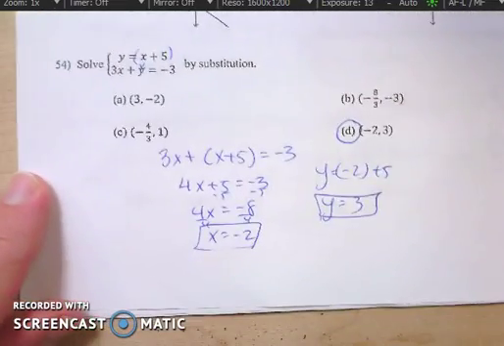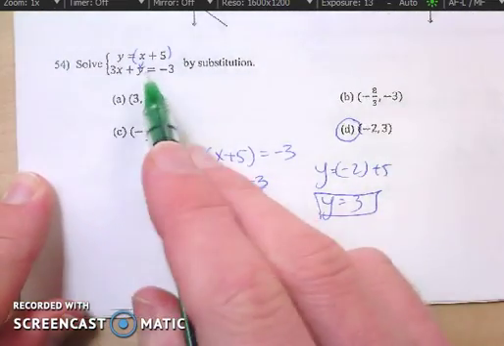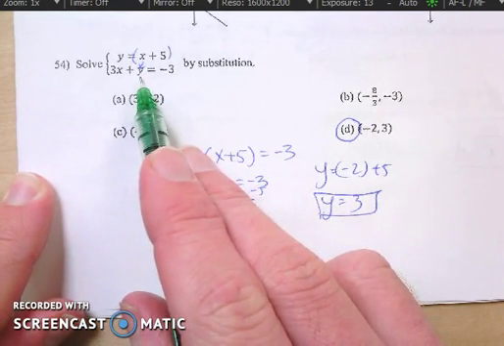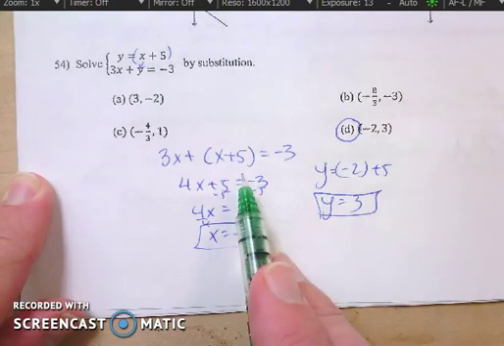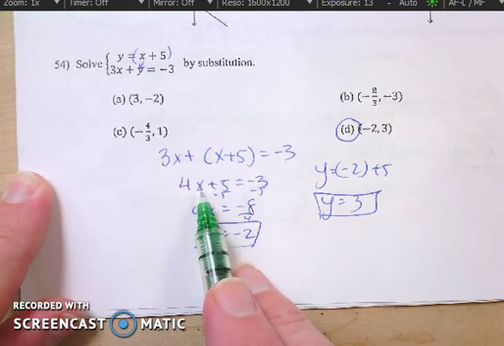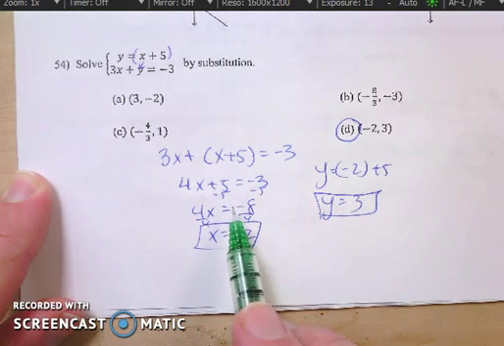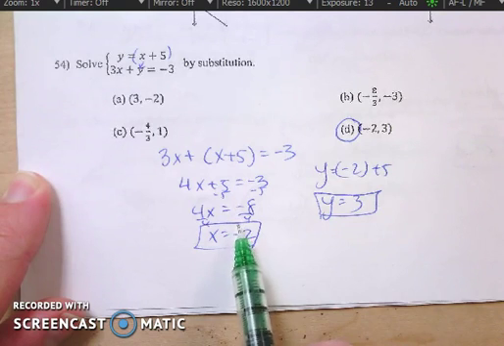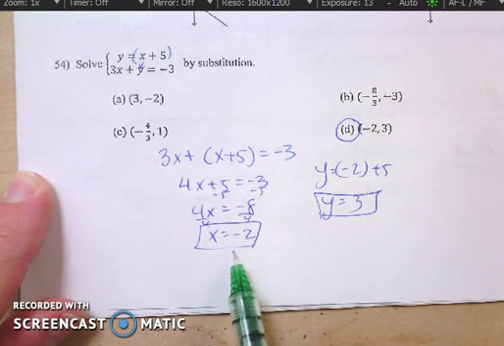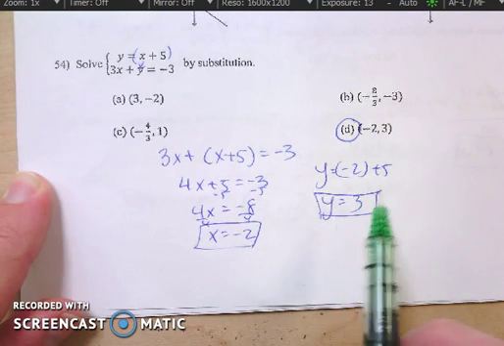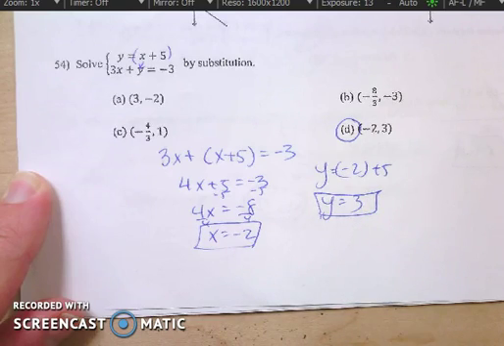Number 54 is solved by substitution. Y equals x plus 5. So in the second equation, instead of y, we plugged in x plus 5. Then we can solve: x plus 3x is 4x. Subtract the 5, we get 4x equals negative 8. Divide by 4, we get negative 2. Plug it back into the original equation, we get 3.